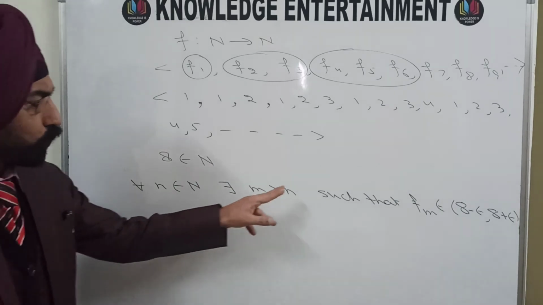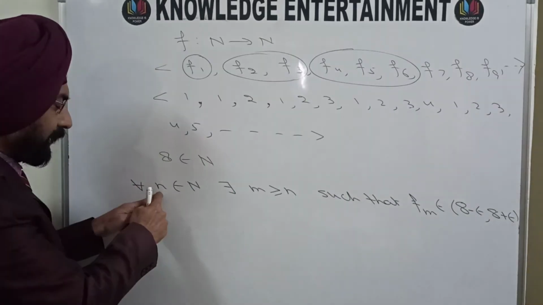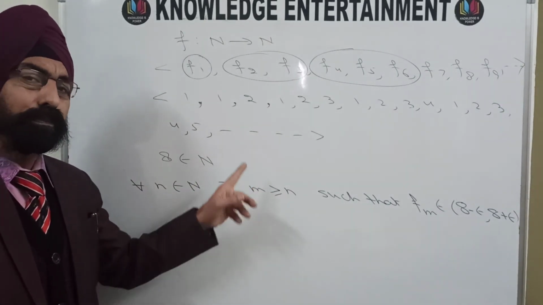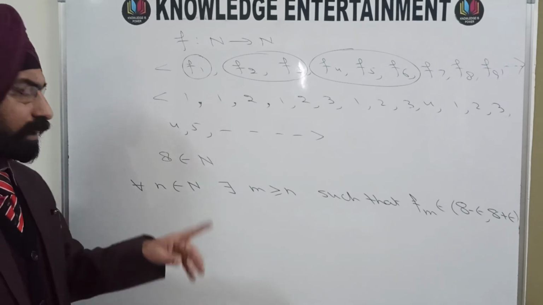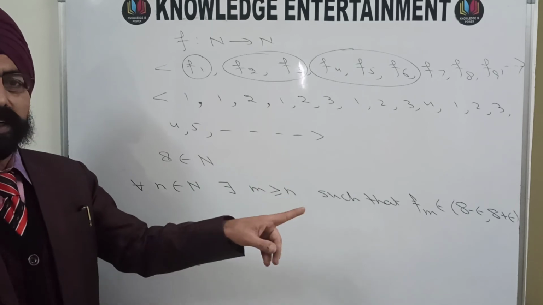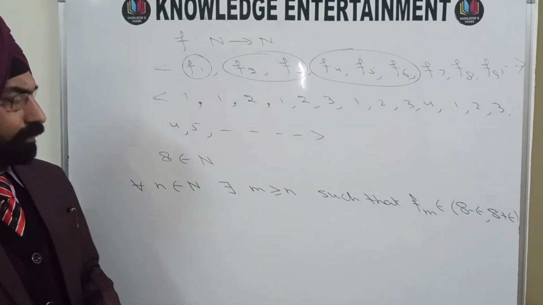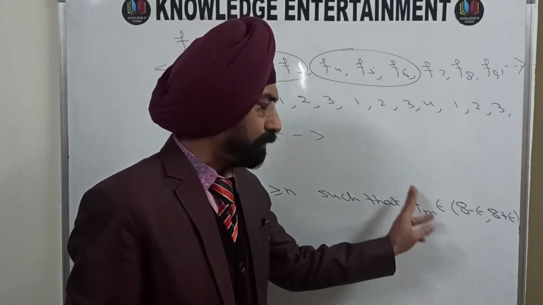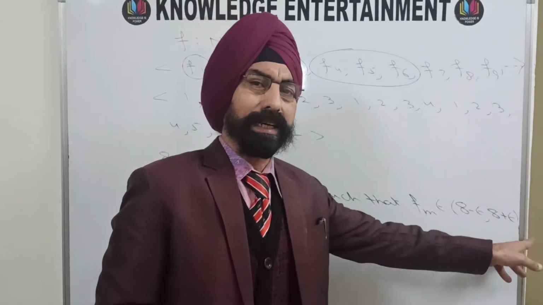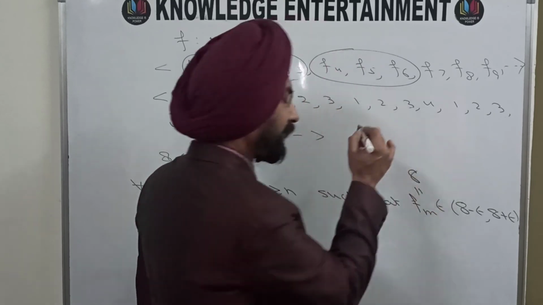you take m to be greater than n from the next set. Suppose you are taking n from the pth set. Take m greater than or equal to n from the p plus 1th set. Since the pth set contains your number, the p plus 1, p plus 2, p plus 3, every next set will contain this number, and therefore f of m in this case will be 8. So it is belonging to 8 minus epsilon, 8 plus epsilon.